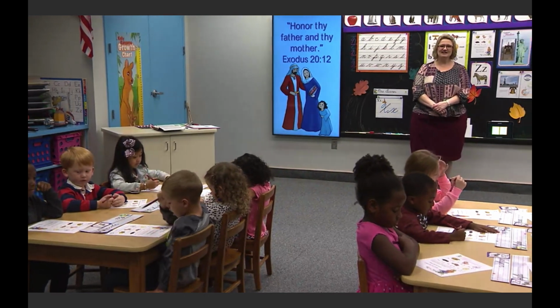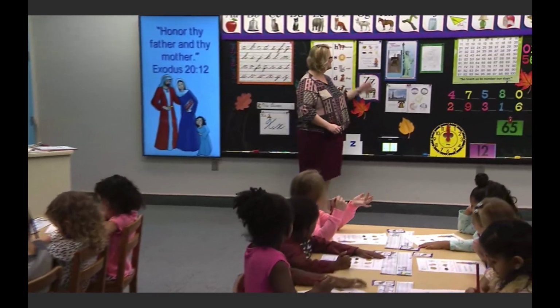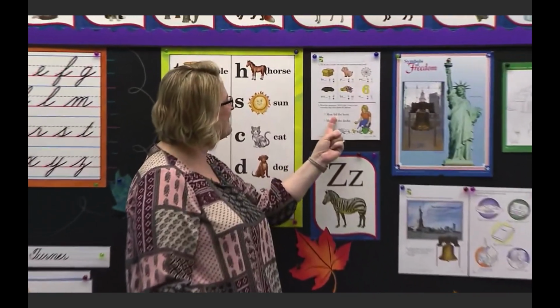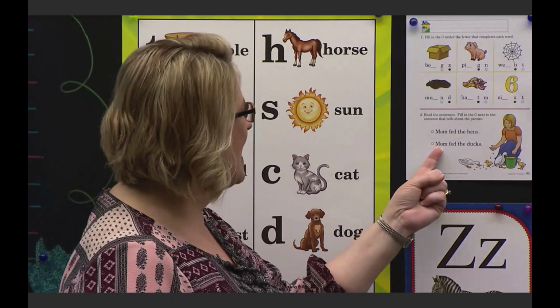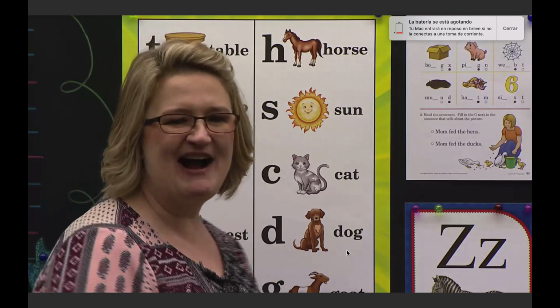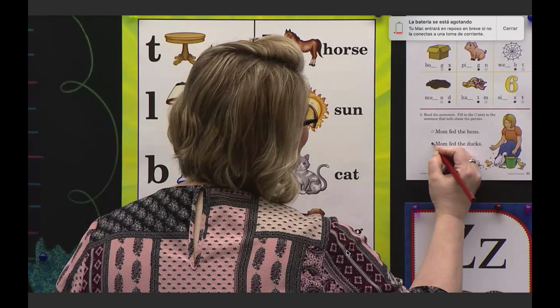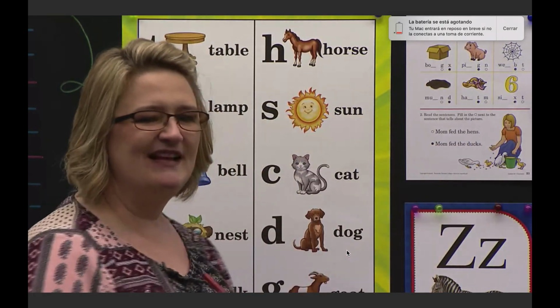Boys and girls, turn your attention right this way. Look up here. Let's read this first sentence together. Begin. Mom fed the hens. Let's read the next sentence. Mom fed the ducks. Look at the picture. Which one did you fill in, Holly? Ducks. Mom fed the ducks. Yes, Mom fed the ducks. So boys and girls, you should have filled in the second sentence. Now listen carefully. Turn your paper over to the back.